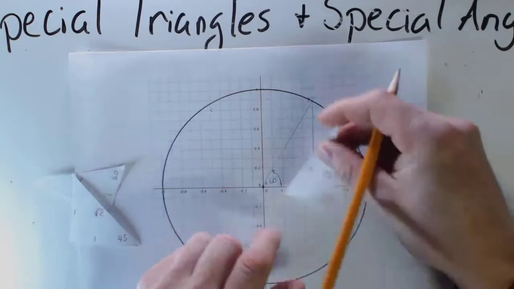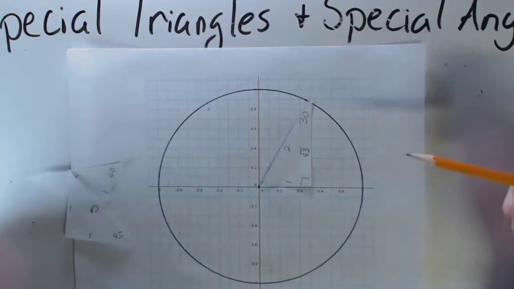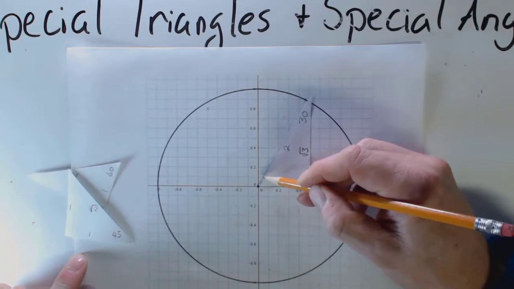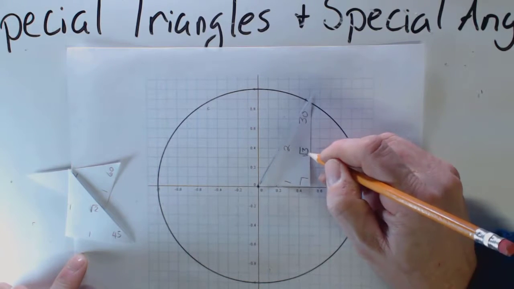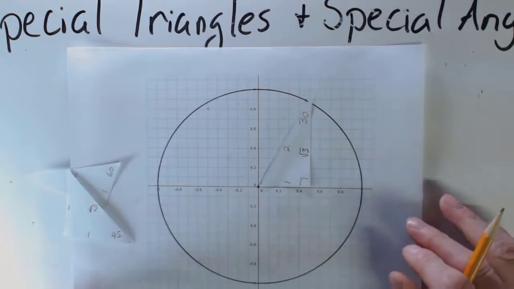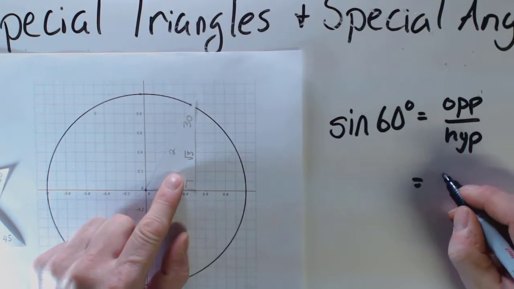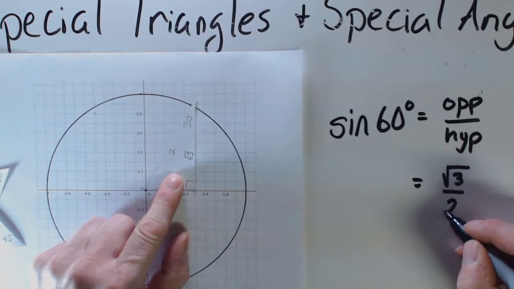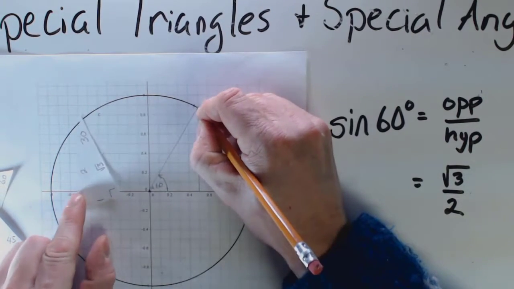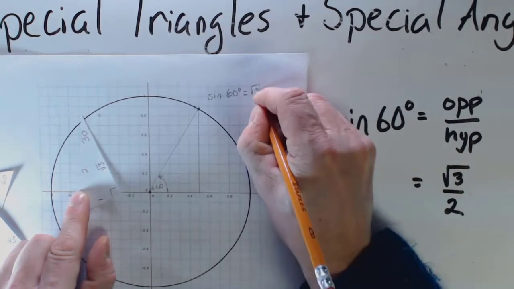I am going to use the relative side lengths of my special triangle to find out what the sine of 60 degrees is. Here's my angle. It's contained between the positive x-axis and the terminal arm. I see the opposite side length is the square root of 3, and the hypotenuse is 2. So using my special triangle, I know that the sine of 60 is the square root of 3 over 2. X is positive, Y is positive. Going to label my point right here, I'm going to say the sine of 60 degrees is equal to square root of 3 over 2.